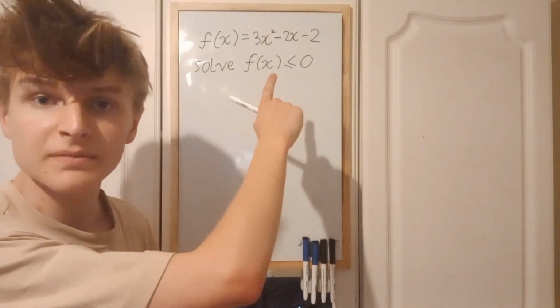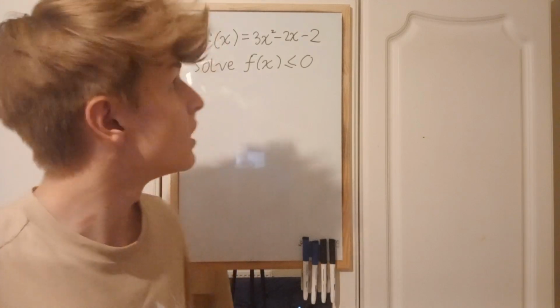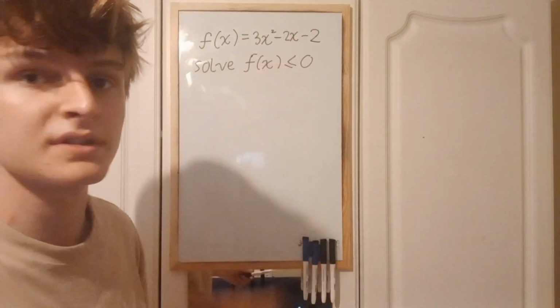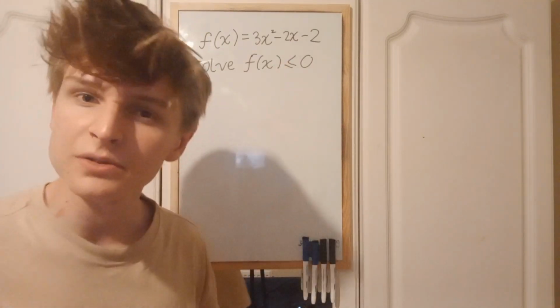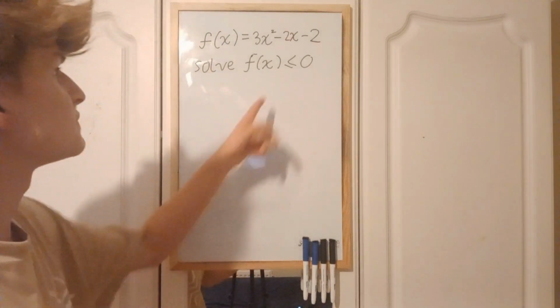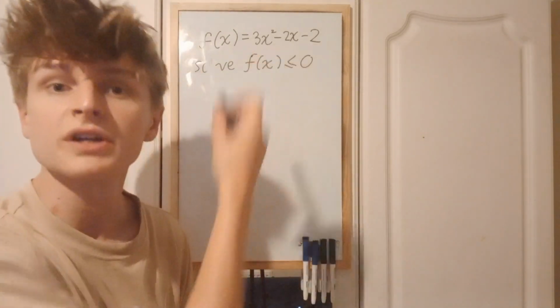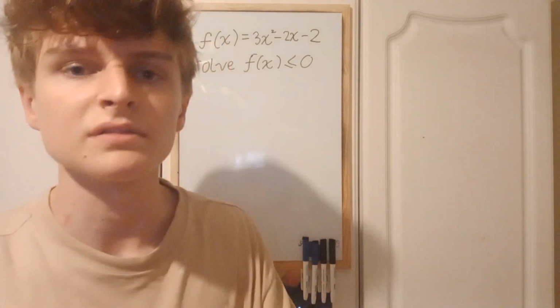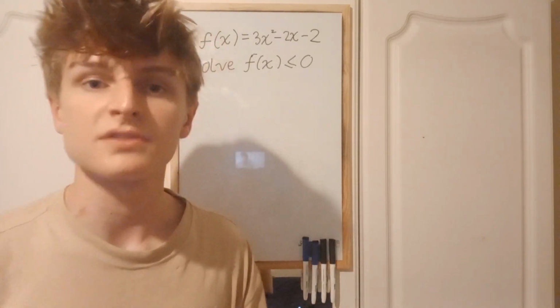Okay, so my boys, this next one is just a tad more complicated. We've got that quadratic function up there, 3x squared minus 2x minus 2, and we're being asked to solve f of x is less than or equal to 0. That's what that little dash under the inequality sign means. So if we think about what the question's asking us, it's asking us to find all the values of x where you chuck it into the function and it outputs negative numbers or it outputs 0. So we need to find all the values of x such that is the case.